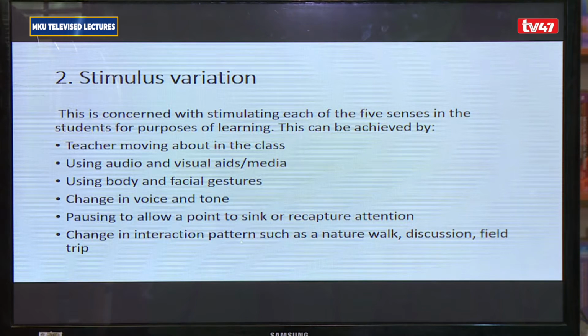Then you can also organize a field trip where they can get out of the school compound to an area of interest. For example, if you have a topic in biology on genetics, plant breeding, perhaps you could take your students to an agricultural research station where plant breeding is carried out. They can interact with the researchers there, they can observe the plants, and so on.